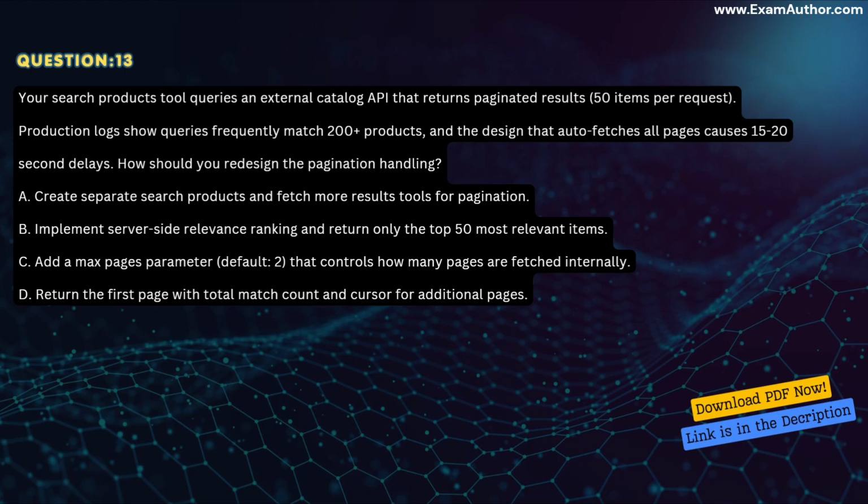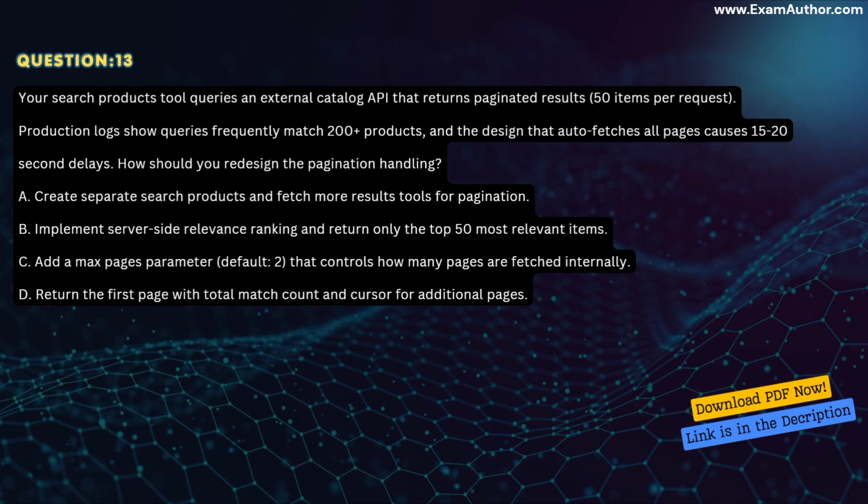A. Create separate search products and fetch more results tools for pagination. B. Implement server-side relevance ranking and return only the top 50 most relevant items. C. Add a max pages parameter, default 2, that controls how many pages are fetched internally. D. Return the first page with total match count and cursor for additional pages.